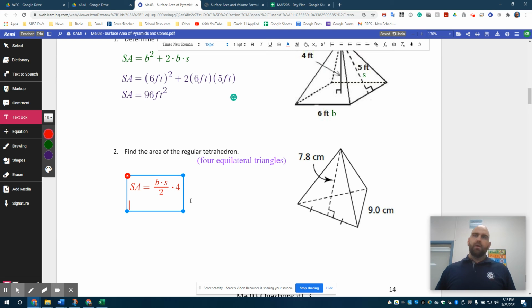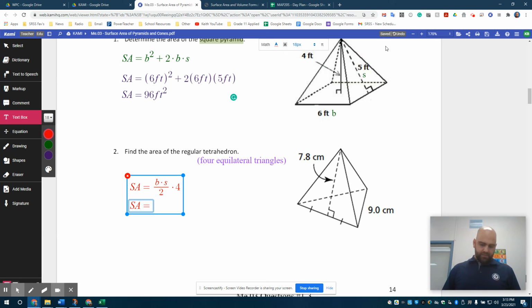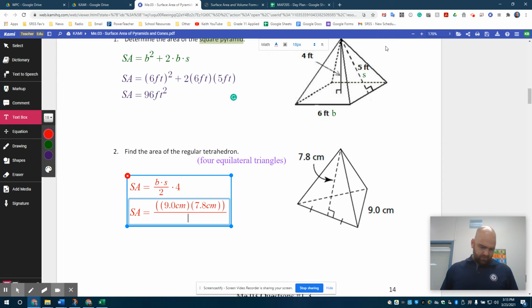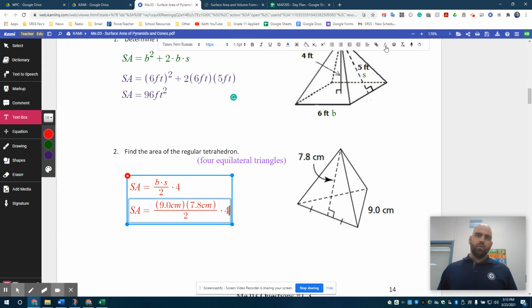When we put our numbers in, surface area is going to be the base, which is 9 centimeters, times the slant height, which is 7.8 centimeters, divided by 2. And then we're going to multiply this by 4.